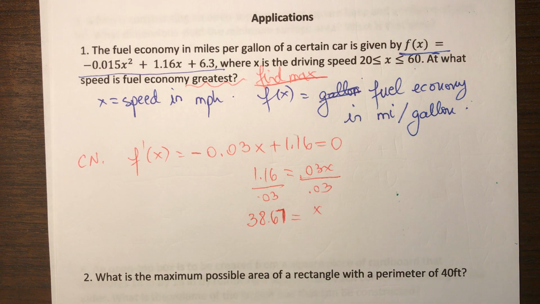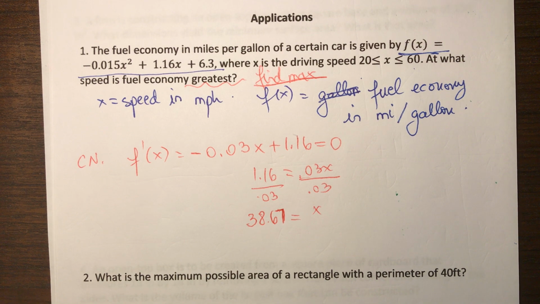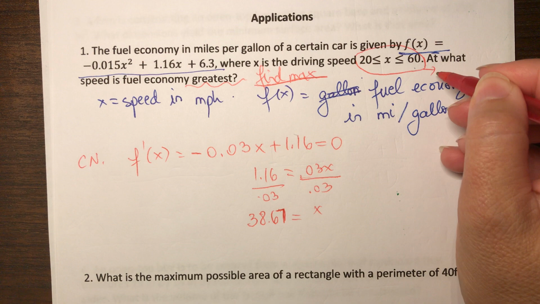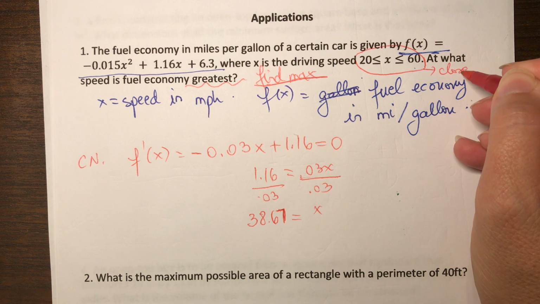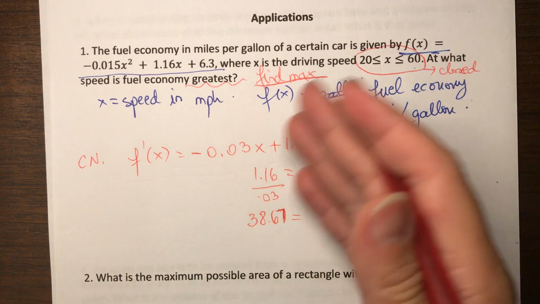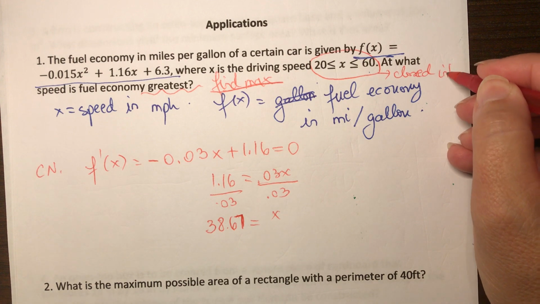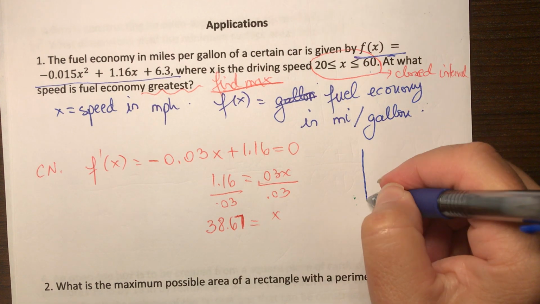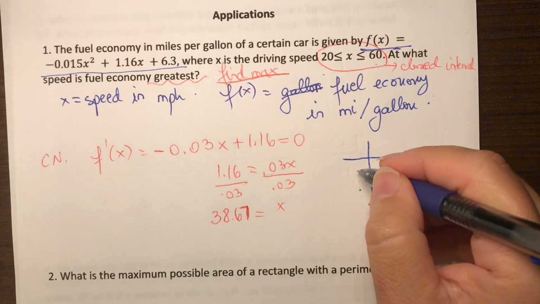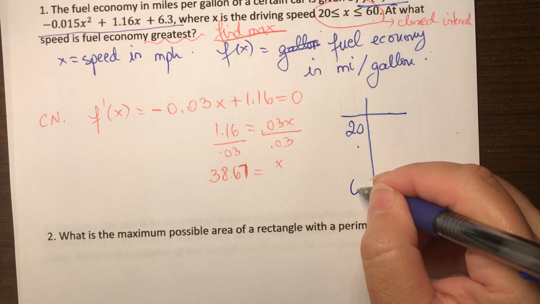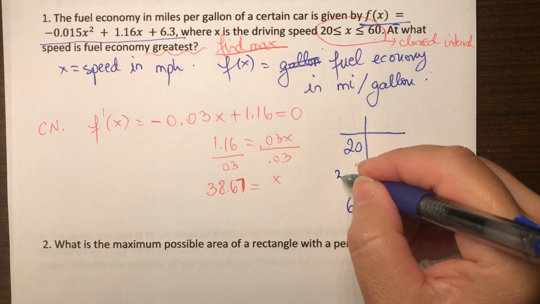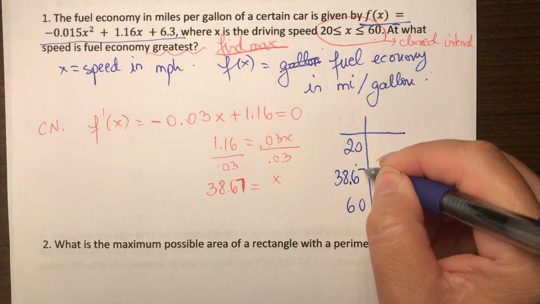Okay, so what have we learned? That if you want to find a min or a max on a closed interval between two values, not forever, all I have to do is make myself a table of values with the beginning, the end, and any critical number that fits in between. And 38.67 does fit in between.